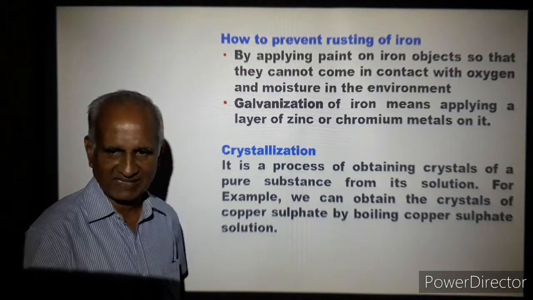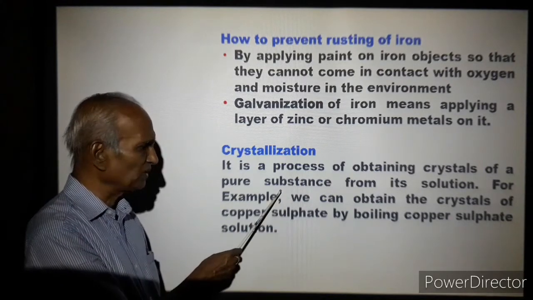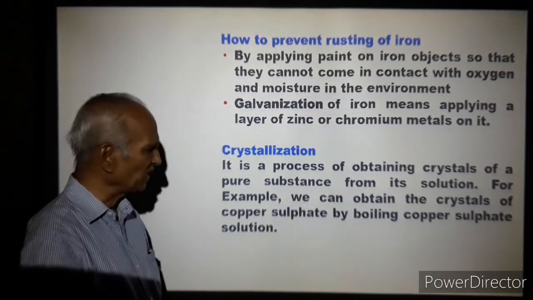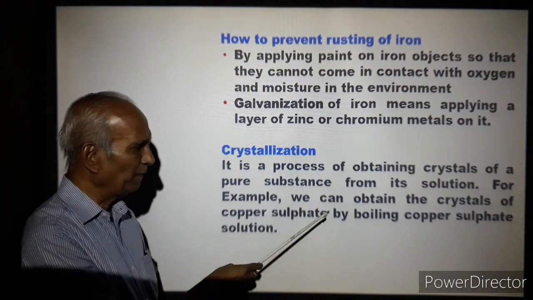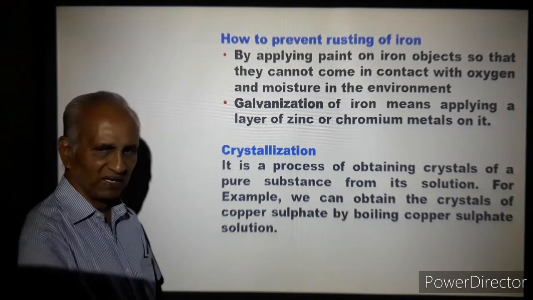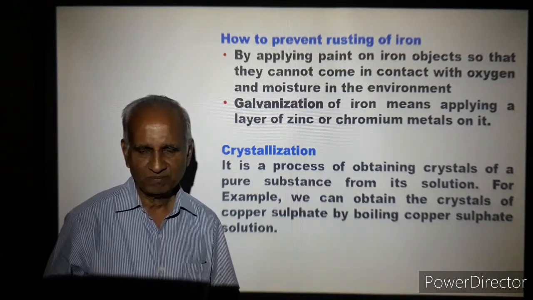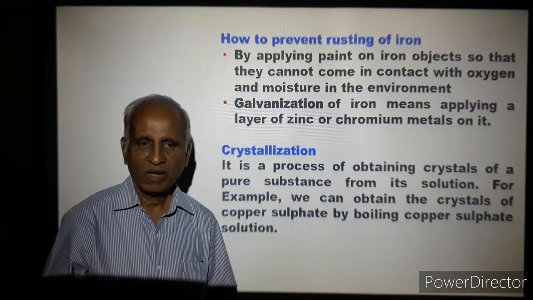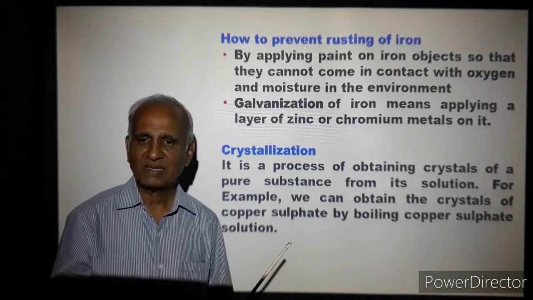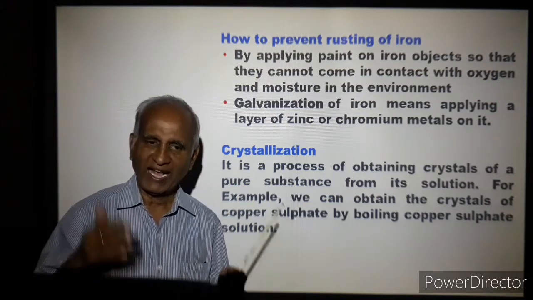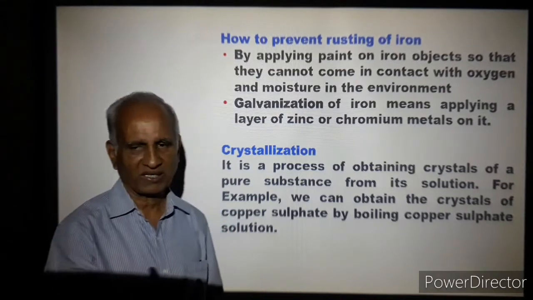Crystallization. What is crystallization? Let's see. It is a process of obtaining crystals of a pure substance from its solution. For example, we can obtain the crystals of copper sulfate by boiling copper sulfate solution. Copper sulfate, you make it into a solution, make it well saturated. What does it mean? Dissolve as much copper sulfate as possible in that glass of water.